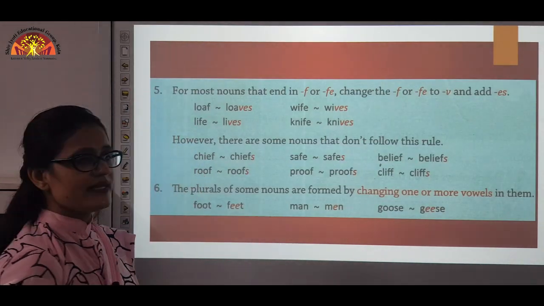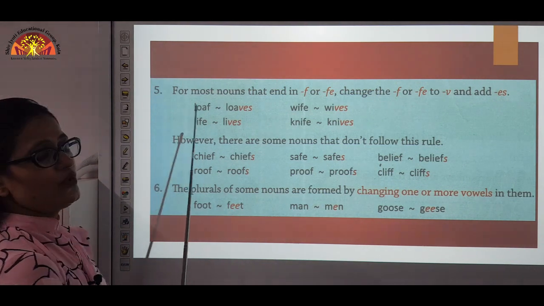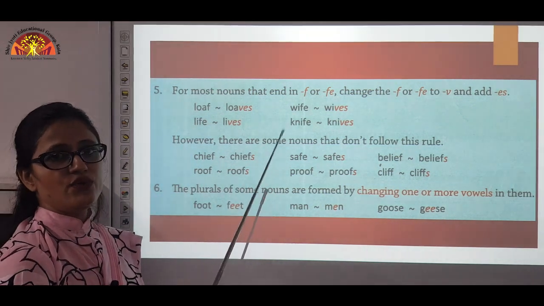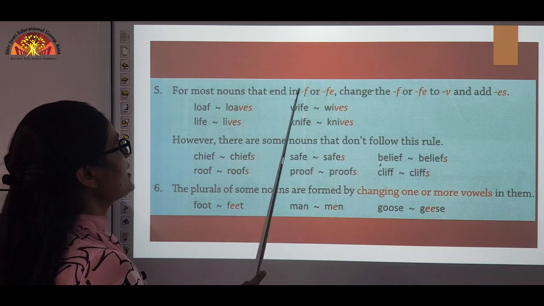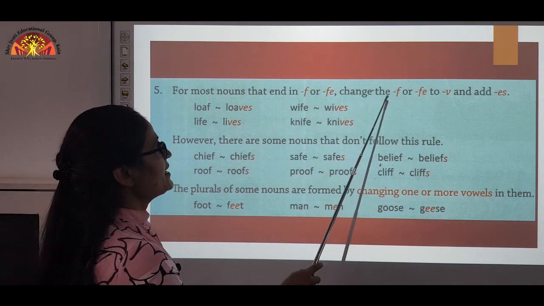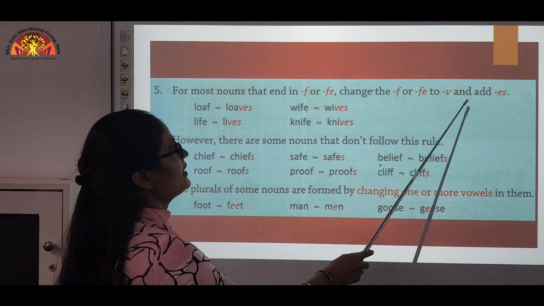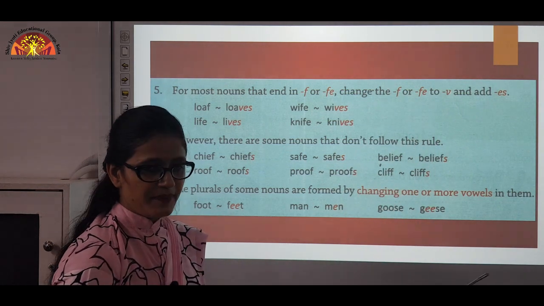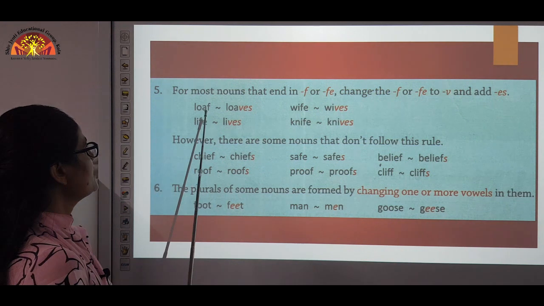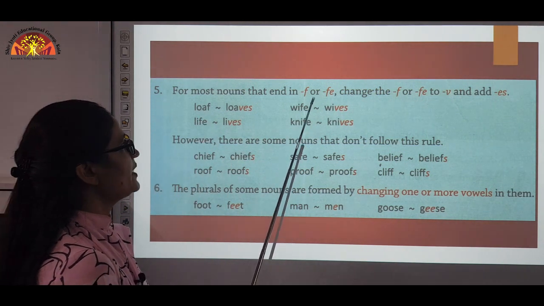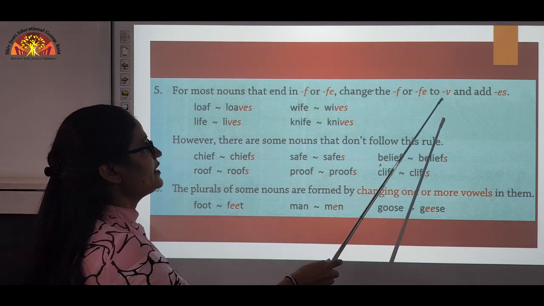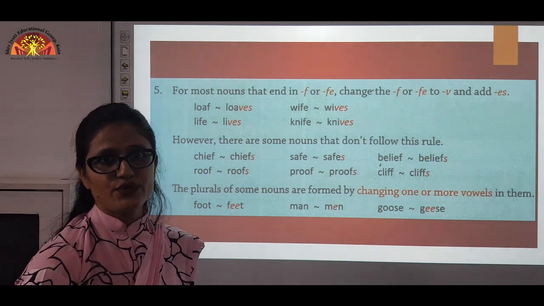Now let's see another rule to convert a singular noun into plural noun. For most nouns that end in F or FE, change the F or FE to V and add ES. This is very simple. Suppose a few words end with F or FE, what we have to do? We have to replace F or FE with V and we will add ES to it.